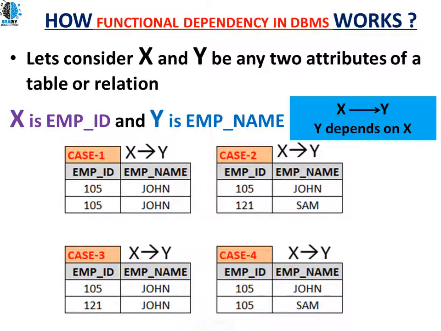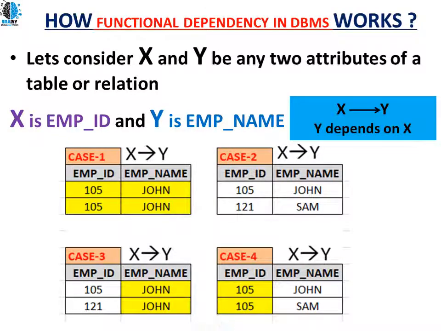Let's consider this example to know how the functional dependencies work. I have four different tables here. In each table y is depending on x. As I have clearly mentioned, x is an employee ID, y is an employee name. In each table I have only these two fields, employee ID and employee name, in case 1, case 2, case 3, case 4. Let's analyze these four cases. If you see, I have repeated values.